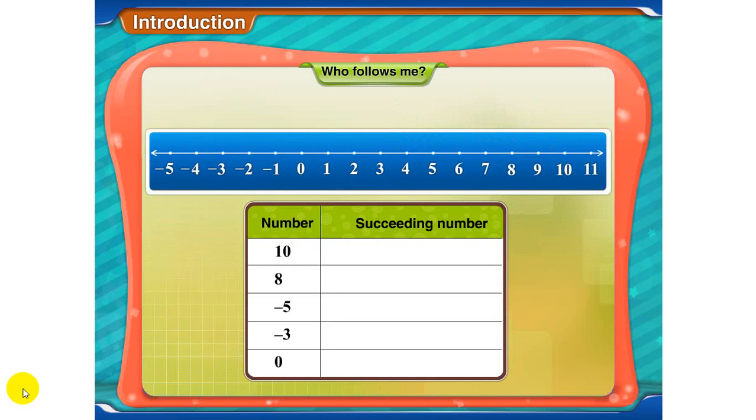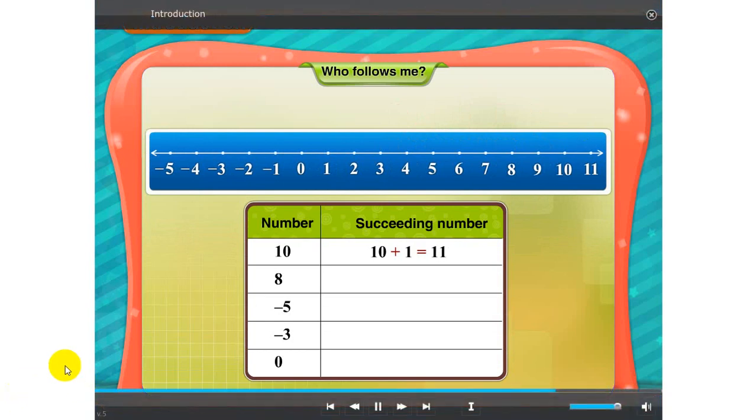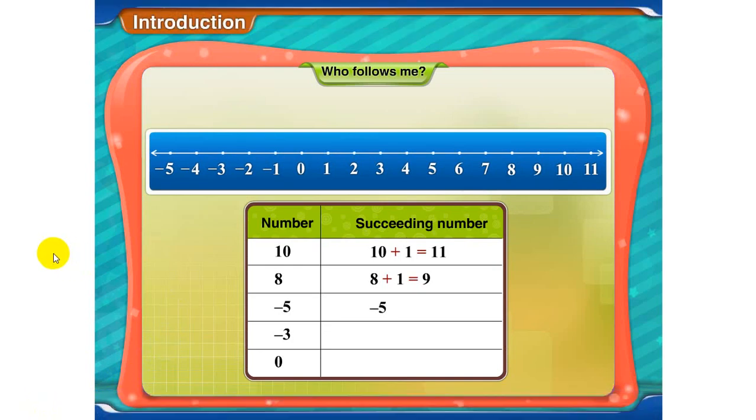Write the succeeding number of the following. Succeeding number of 10 is 10 plus 1, that is equal to 11. Succeeding number of 8 is 8 plus 1, that is equal to 9. Succeeding number of minus 5 is minus 5 plus 1, that is equal to minus 4. Succeeding number of minus 3 is minus 3 plus 1, that is equal to minus 2. Succeeding number of 0 is 0 plus 1, that is equal to 1.